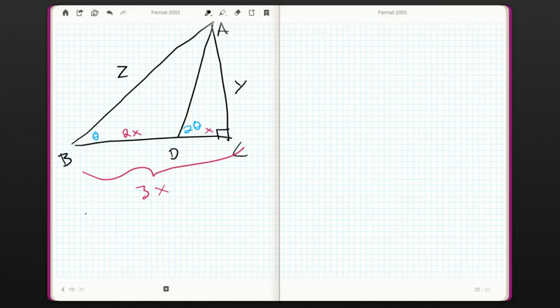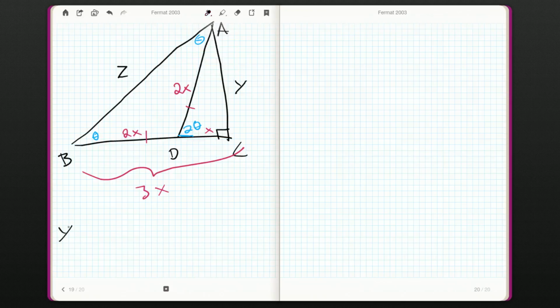Oh, maybe I don't need trig. Let me just think for a second here. If this angle here is theta and this is 2 theta, you'll notice that this angle is exterior to this triangle. So that tells me that this must be 2x because we've got an isosceles triangle. Now I can solve for y and then solve for z.